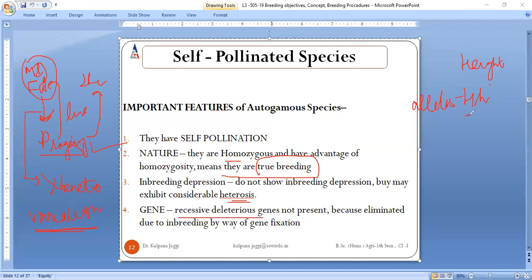This is the one that is shown in the capital. This is said to be dominant, and this one is said to be recessive. Now, sometimes recessive genes show deleterious, meaning dangerous, effects. But here, gene fixation is taking place in such a way that no recessive deleterious genes are present. And if these are not present, they are not going to show any deleterious effect either.